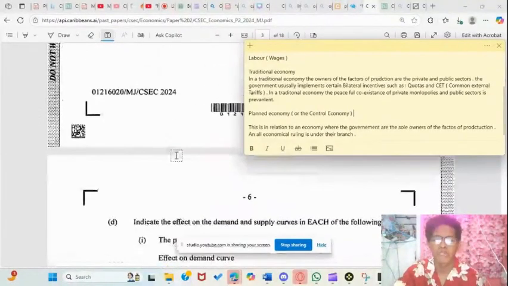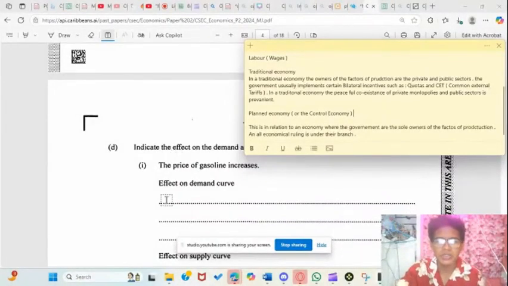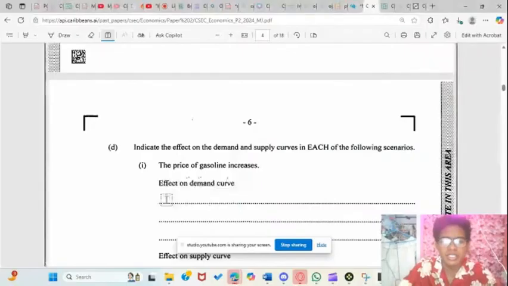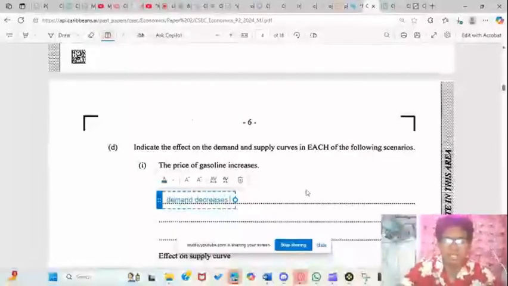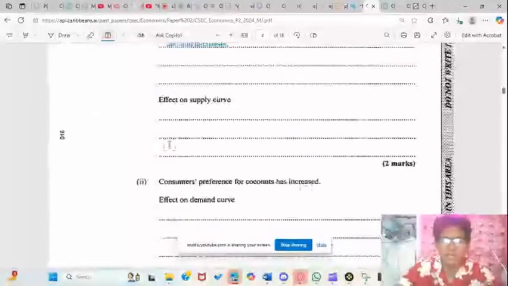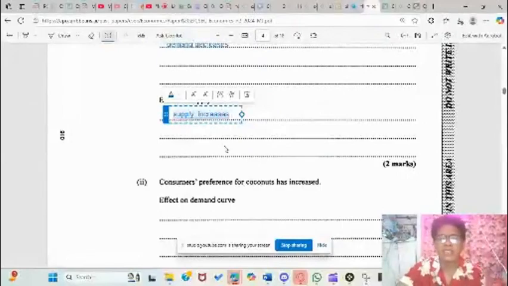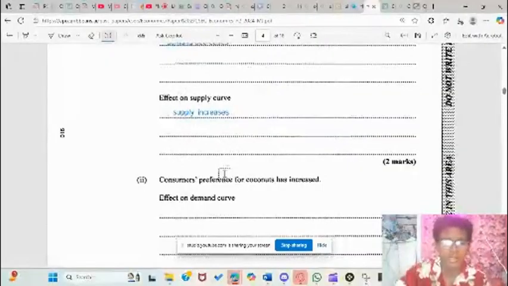So we have planned economy out of the way. In relation to the law of demand, as the price of a good or service goes up, demand decreases. Effect on supply curve: supply increases, because when you raise the price, you have more capital to actually purchase more goods.